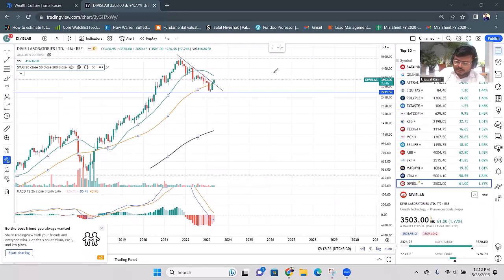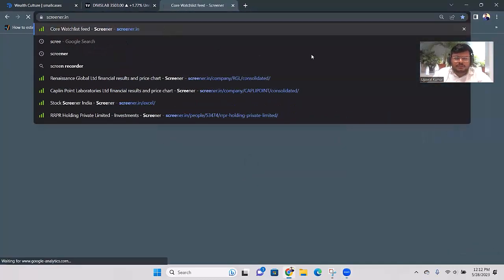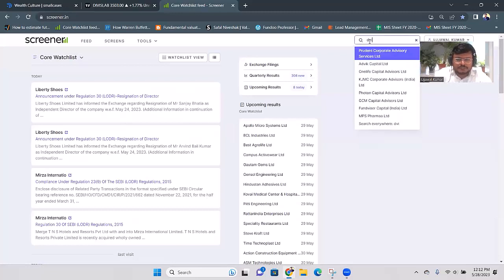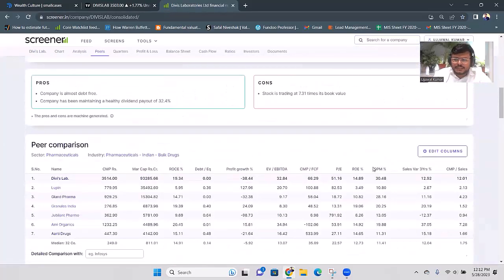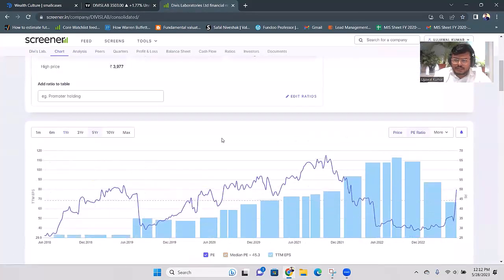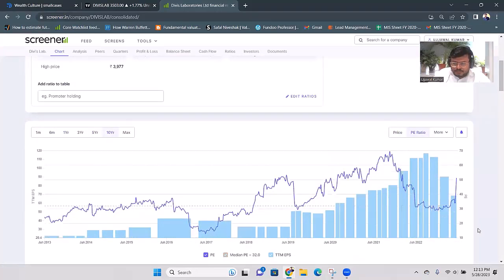So let's look at what is giving comfort, and because we are now looking at DVs, I'm going to go to Screener, and I'm also looking at the fundamentals of DVs right now. I'll show you what is happening on the price to earnings side, which is a fundamental indicator of valuation. As you can see, the stock price corrected all the way from 70 price to earnings, came down to 30, right?